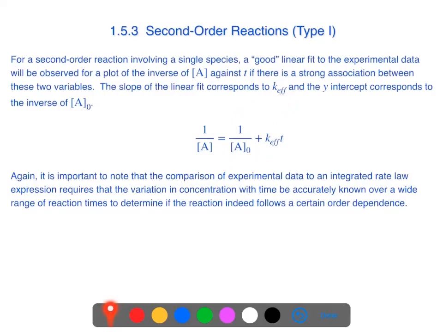And as we've said previously, for both zeroth and first order reactions, it's important to note that the comparison of experimental data to an integrated rate law expression requires the variation in concentration with time be accurately known over a wide range of reaction times to determine if the reaction indeed follows a certain order dependence. And again, this caveat is important to remind us that we must collect a significant amount of data to really observe the dependence that we are modeling.